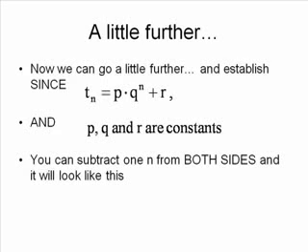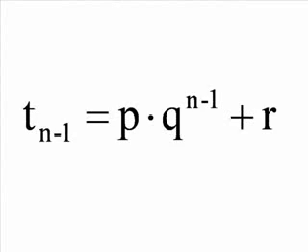A little further, since we have established that Tn equals p times q to the power of n plus r, and p, q, and r are constants, we can subtract one from n on both sides and it will look something like this.